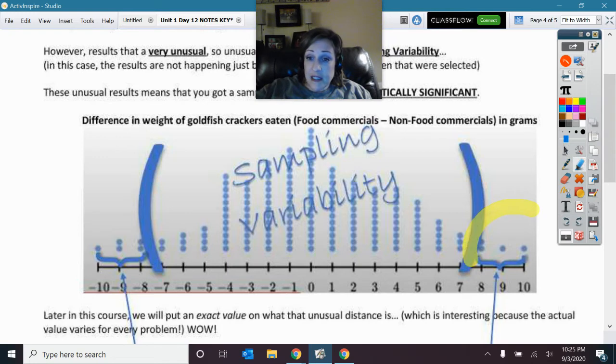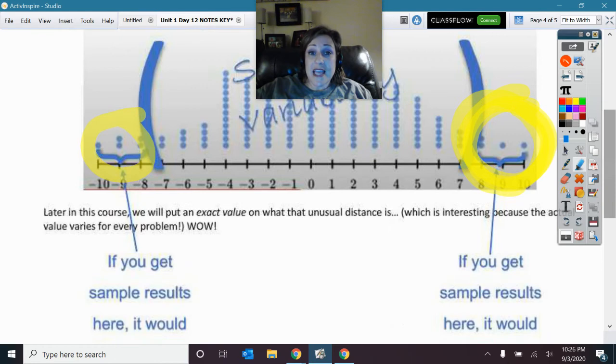Generally speaking, and we'll put more numbers to this later, these extreme amounts, the top 5% and the bottom 5% away from the center, those extreme 5%, those are unusual. So if we had results up here, then we would say, whoa, these children right here were affected by the commercials. They were not just sampling variability. The treatment was doing something to these children. And so that's what we're interested in seeing.